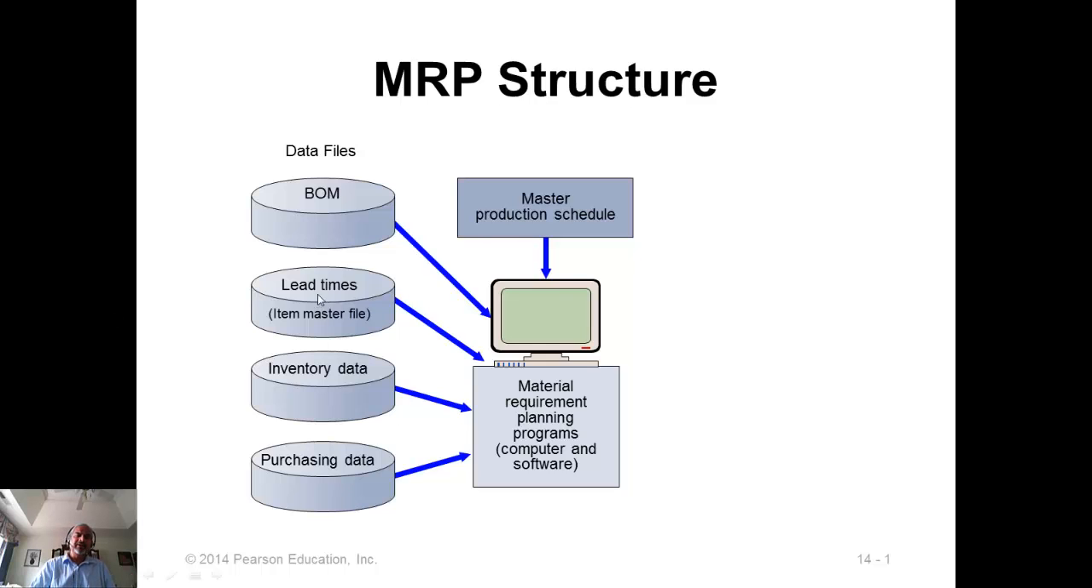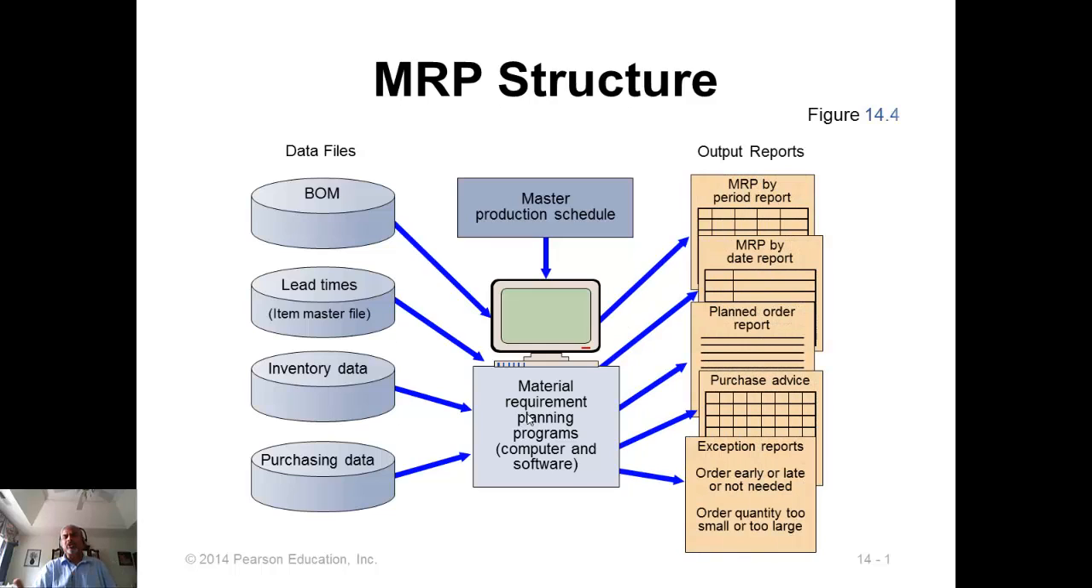Now you take the lead time information after that and then figure out when those quantities must be ordered so that they will be available when they need to be available. So this is the overall MRP structure, and outcomes, reports.